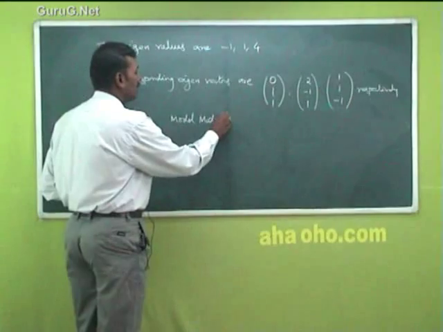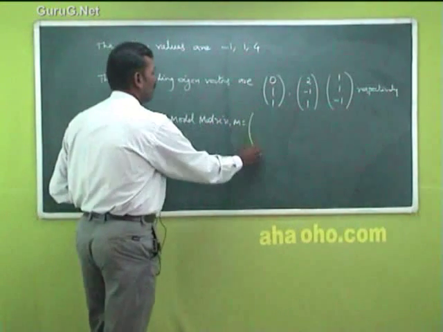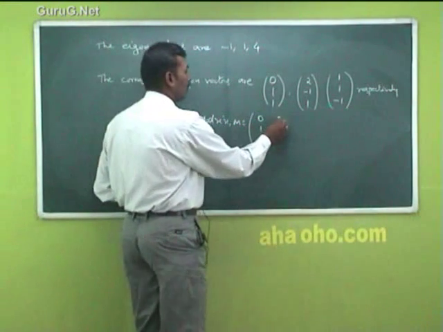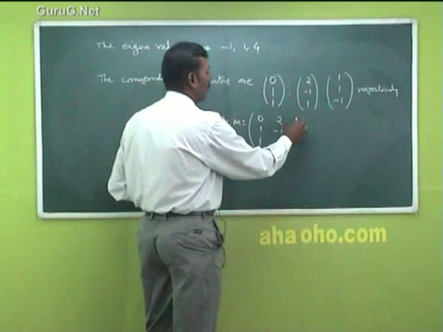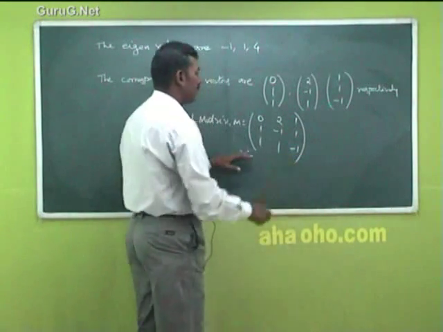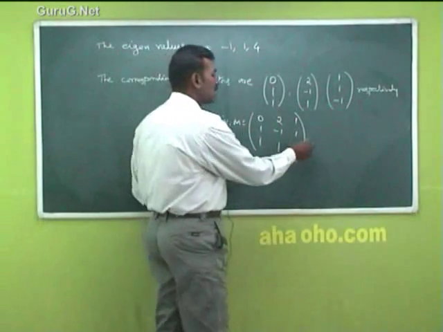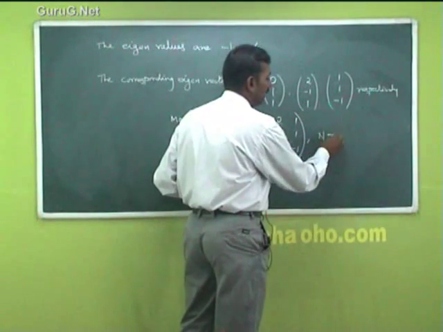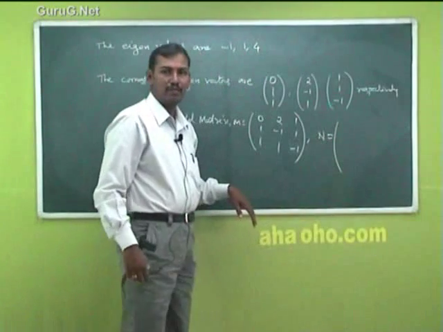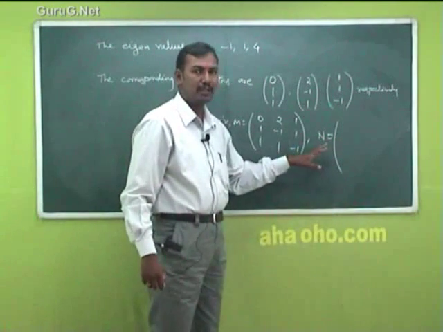இந்த eigenvector-ஐ column wise நாம் எழுதுறோம். 0, 1, 1, 2, minus 1, 1, 1, 1, minus 1. இந்த matrix பேரு model matrix. அடுத்து என்ன சொல்லியிருக்கேன்? Normalized model matrix. இப்போ normalized model matrix என்ன பார்த்தோம்?